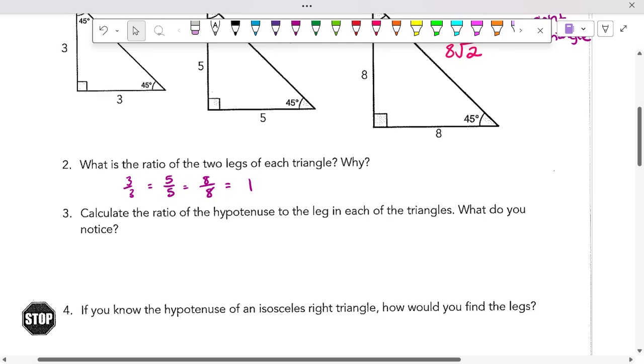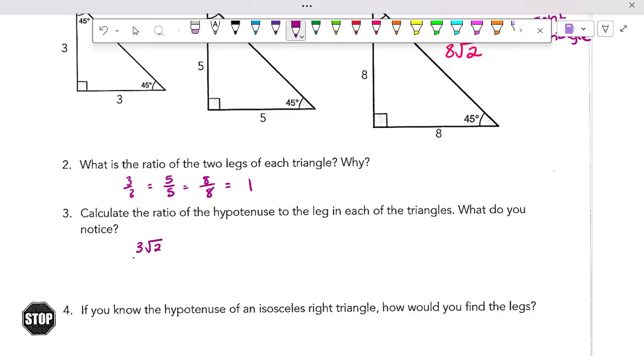Now, if we calculated the hypotenuse to the leg for each of the triangles, what did you end up getting? So Caitlin, pick someone. Right, so if we did 3 square root of 2 over 3, the 3's would cancel out, we get the square root of 2. 5 square root 2 over 5, 5's cancel out, square root 2. And then 8 square root 2 over 8, cancel, we get the square root of 2. So what we notice, you get square root of 2 for all 3.